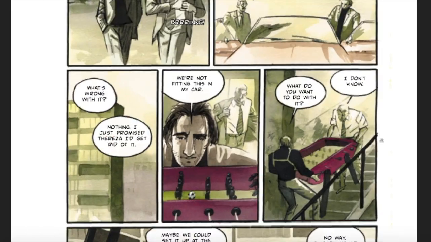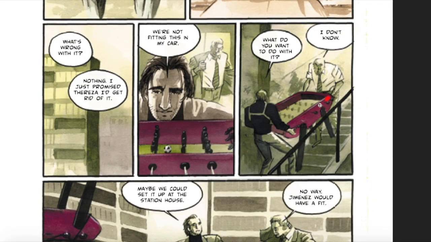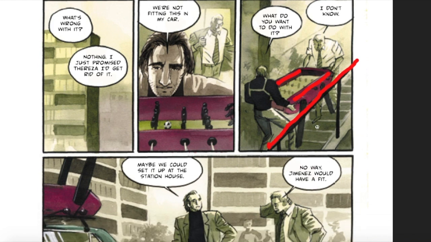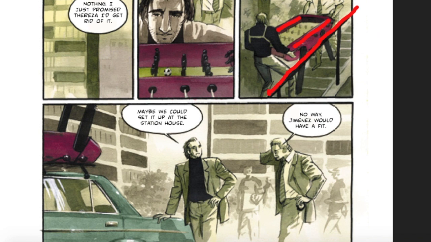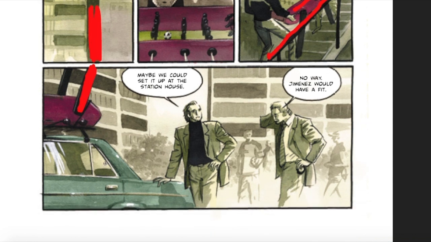Here's another Stiletto page. Well, you could call this a tangent. Right here you have these parallel lines, which makes it a little bit unclear that they're carrying this foosball table down the stairs. But this one's definitely a tangent. See the line weight of this, the dark here, it just continues straight on down to the next panel, which is a problem. So yeah, that's definitely something that I would have fixed in hindsight. A lot of hindsight in this video.